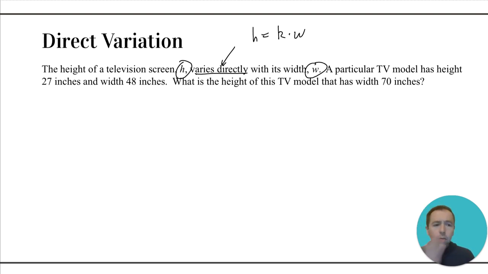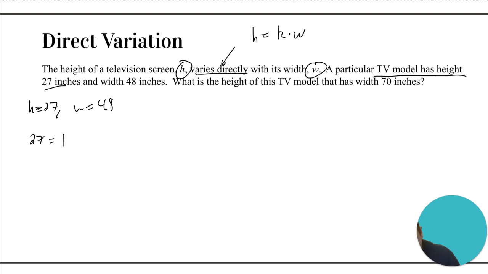Okay, so we know that for this particular TV model, it has h equal 27 at the time that it has w equal 48, right? So we can find what this constant of proportionality is between the height and width because they vary directly with one another. So if we substitute in 27 for h, and then have k times the width, 48, then we can solve to figure out what k is going to be. We'll divide by 48 to get k alone, and we get 27 over 48. Both 27 and 48 are divisible by 3. So if we divide by 3, we get 9 over 16 is equal to k then.